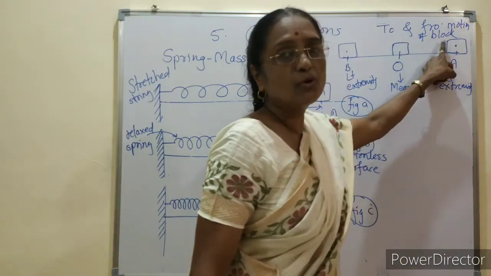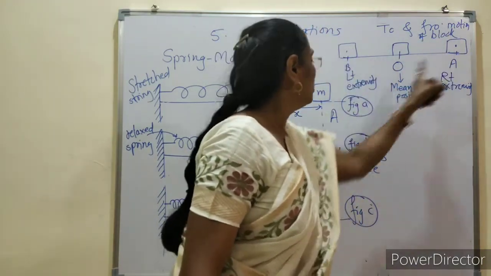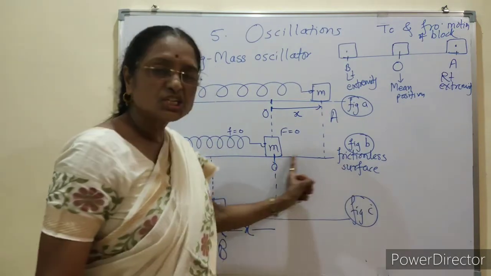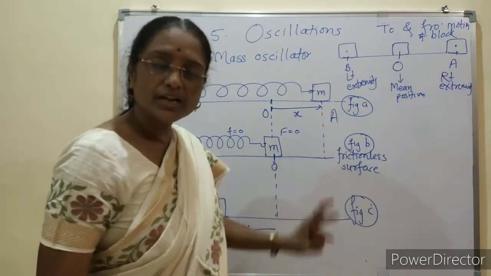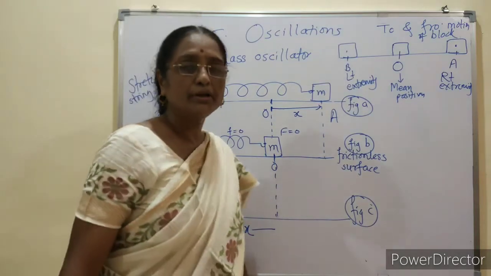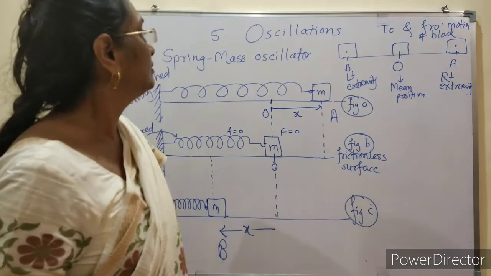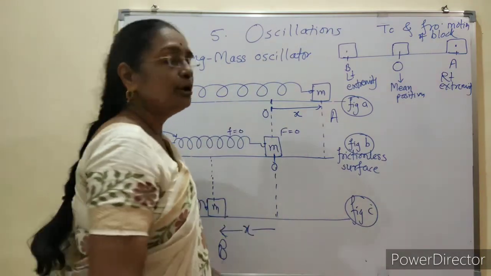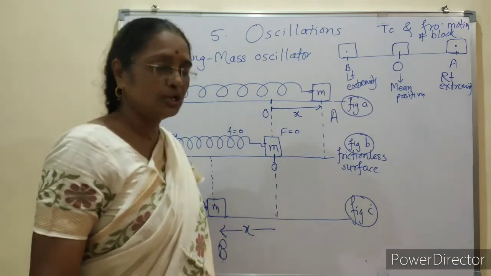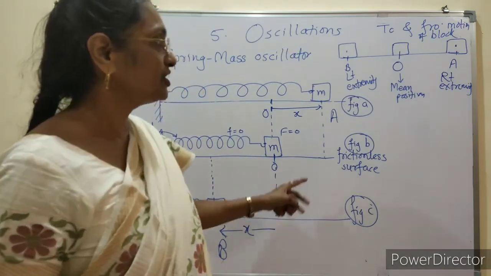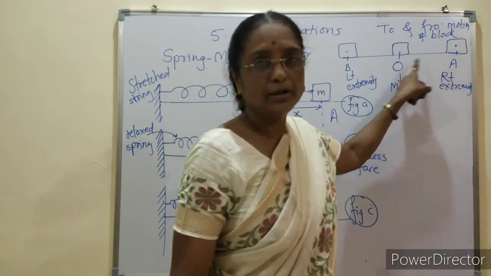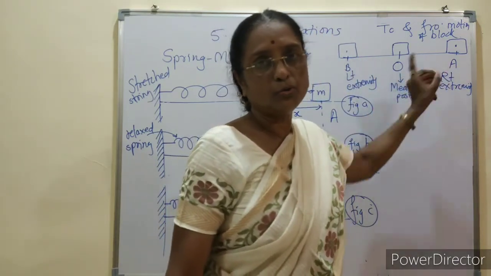It is to and fro motion of the block along a straight path on the frictionless surface. Therefore, this motion can be taken as the oscillatory motion of this mass oscillator or block oscillator. The set of movement is from O to A to O, O to B, B to O, like this.